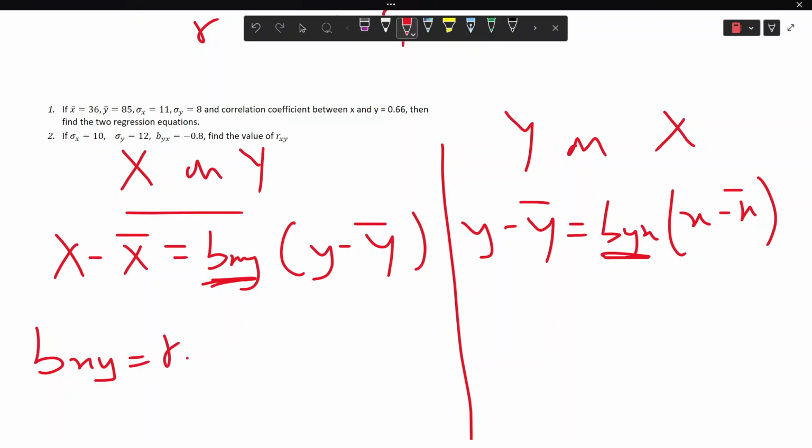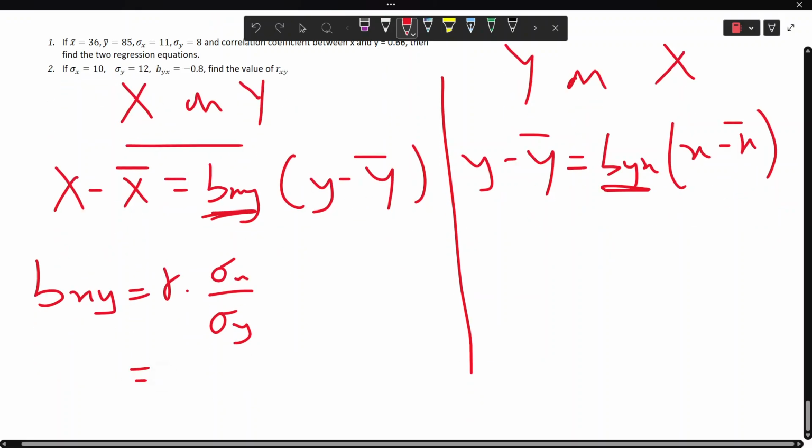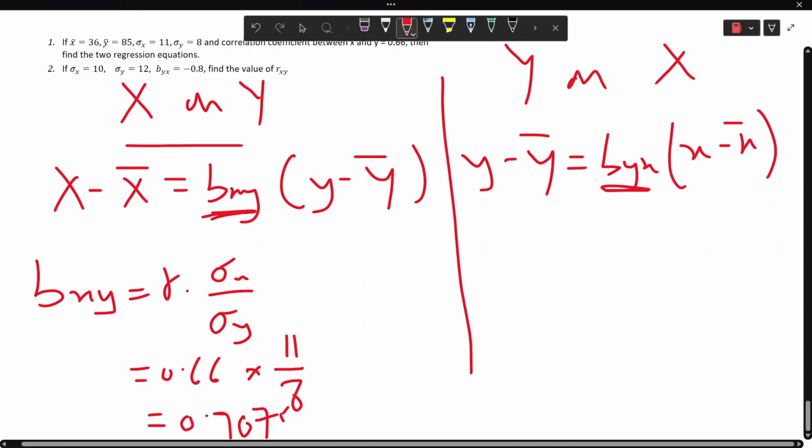To find the regression coefficient x on y, you simply multiply the correlation coefficient by the standard deviation of x divided by the standard deviation of y. So the correlation coefficient here is 0.66, multiplying the standard deviation of x, which is 11, divided by the standard deviation of y, which is 8. 0.66 times 11 divided by 8 gives us 0.9075.